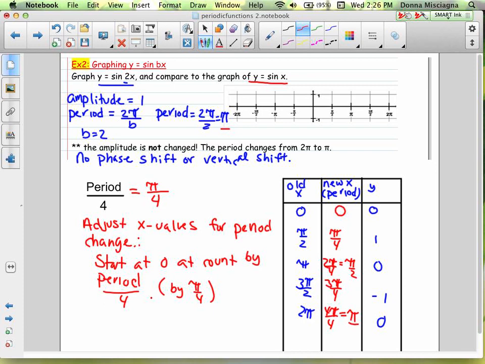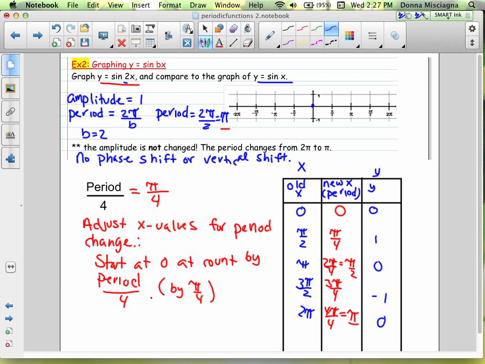So now we're going to graph the points for y equals sine 2x and we're going to graph the points for y equals sine x. So I'll graph in, actually I should switch these because I wrote the period change in red. So I'll graph y equals sine 2x in red, and I'll graph y equals sine x in blue. So let's graph y equals sine x first. All right, so for y equals sine x, this is going to be the x, and this is going to be the y.